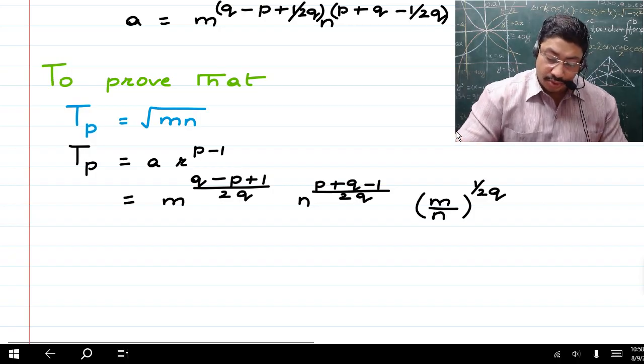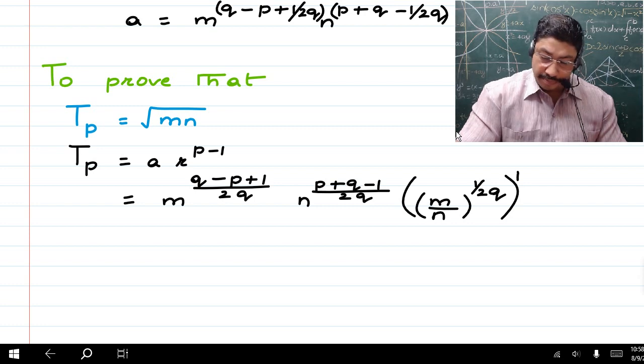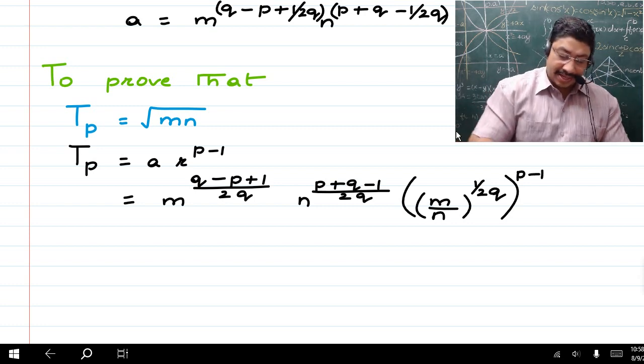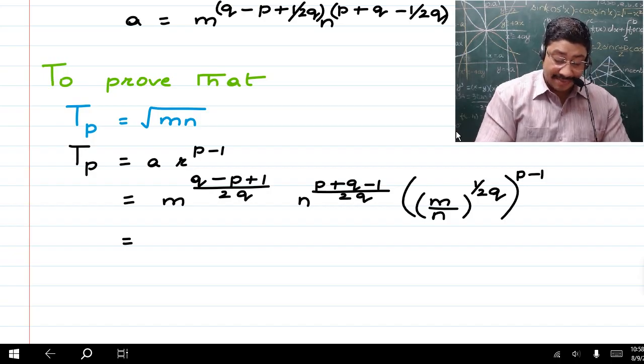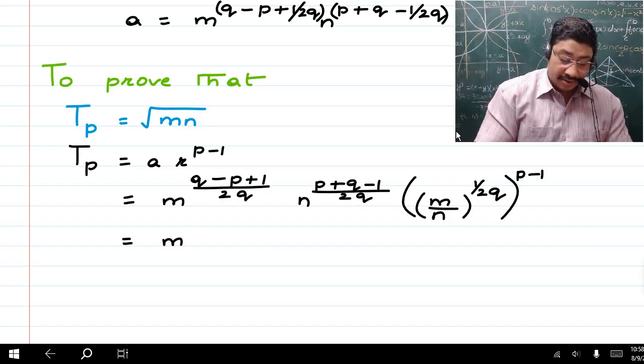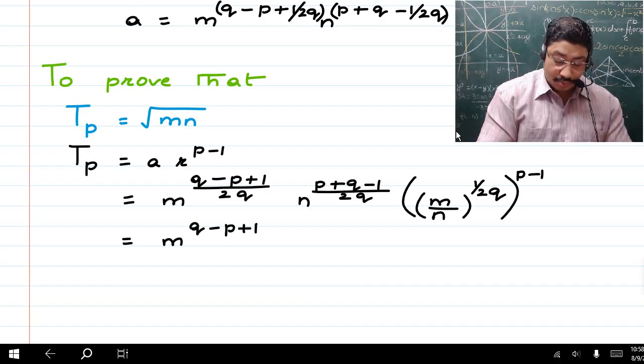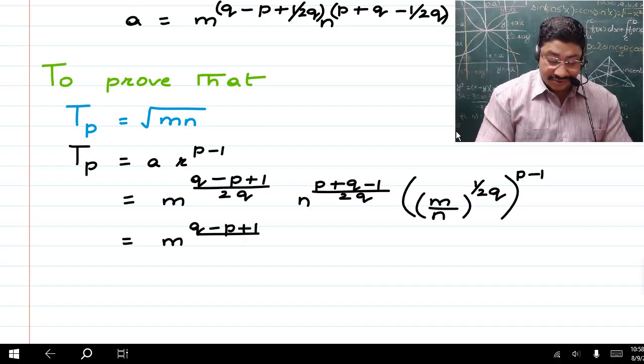So we'll put the whole power to be how much? We'll put the whole power to be p minus 1. Next, children, what we do is we will now have to solve out these powers of m and n. So m raised to the power (q minus p plus 1), right? And this, children, is divided by 2q, right?